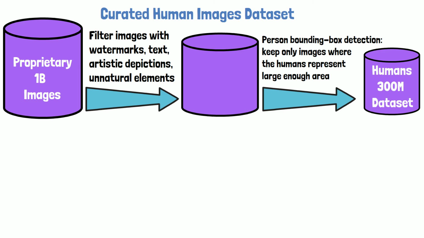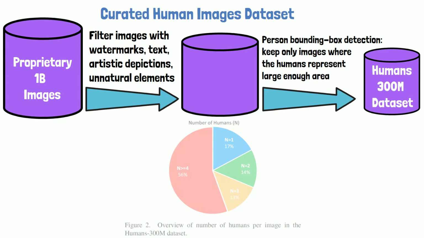In the following figure from the paper, we can see that the majority of the images in the dataset actually have more than 1 human per image, where more than half of the images contain 4 humans or more.